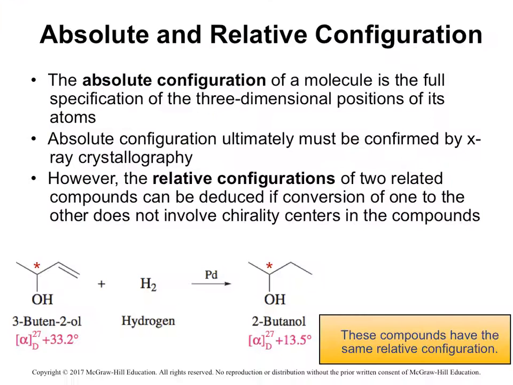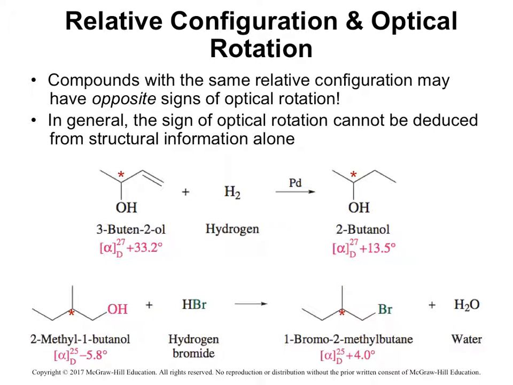So you have to have ways to be able to talk about this. Once again, we're talking about absolute configuration versus relative configuration. Relative also means that they have the opposite signs of optical rotation. That's where we talk about if one's going one direction, its enantiomer is going to be going the opposite direction. And we have to have ways to be able to differentiate between all of these.